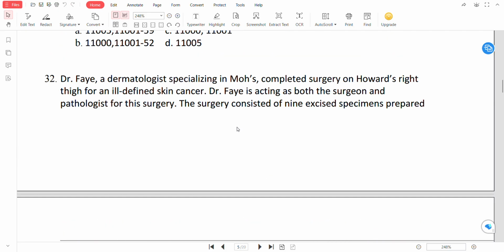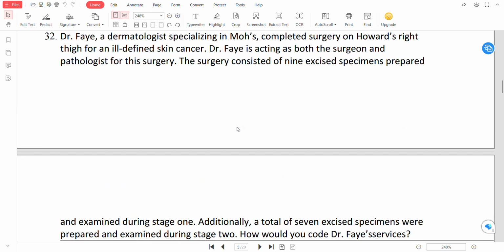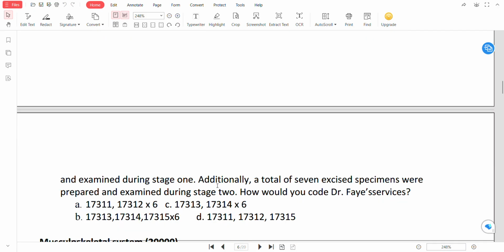32. I think it's a long question. Dr. Fay, a dermatologist specializing in Mohs, completed surgery on Howard Wright's thigh for an ill-defined skin cancer. Dr. Fay is acting as both the surgeon and pathologist for this surgery. The surgery consisted of 9 excised specimens prepared and examined during stage 1. Additionally, a total of 7 excised specimens were prepared and examined during stage 2.